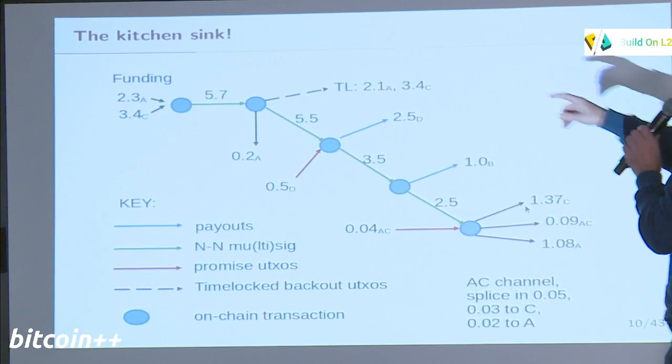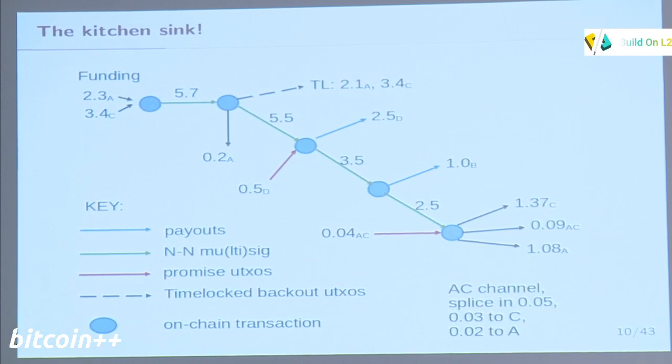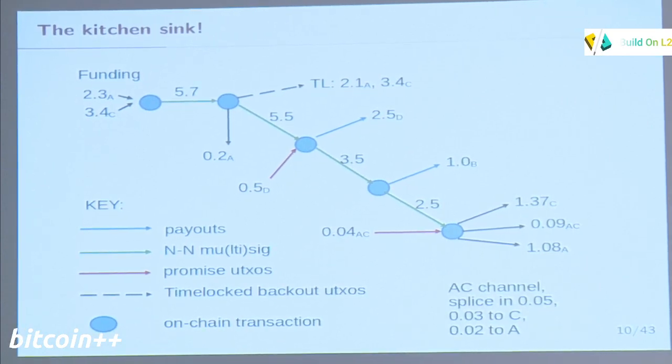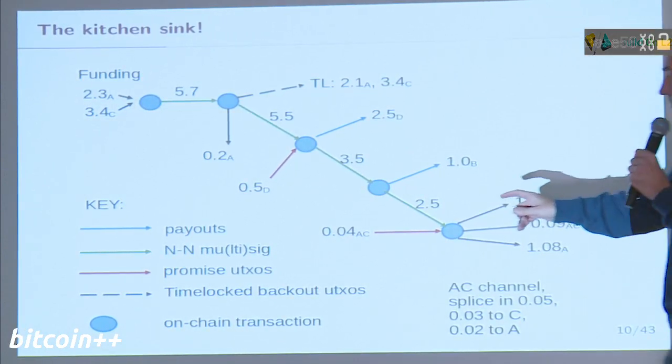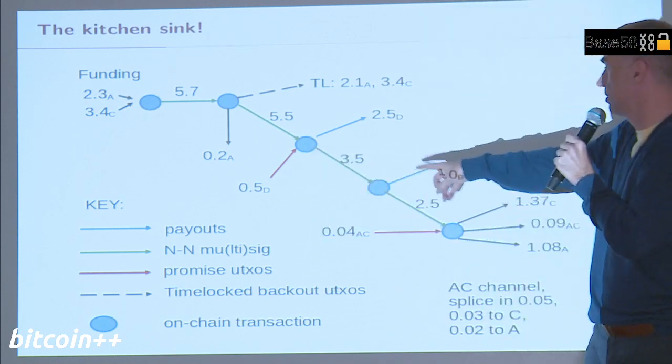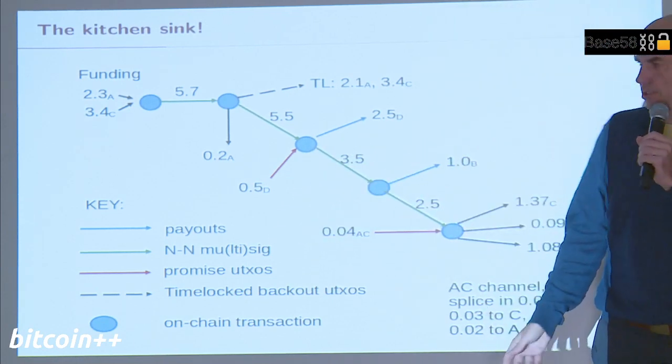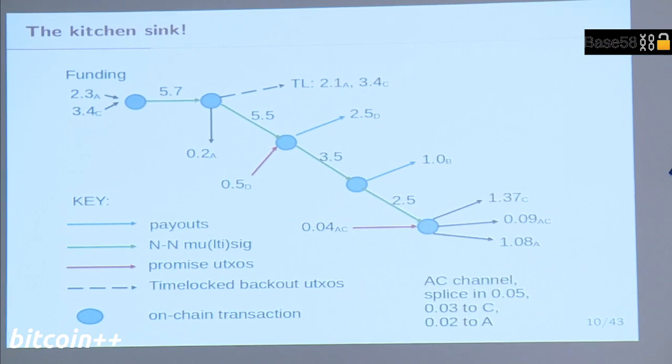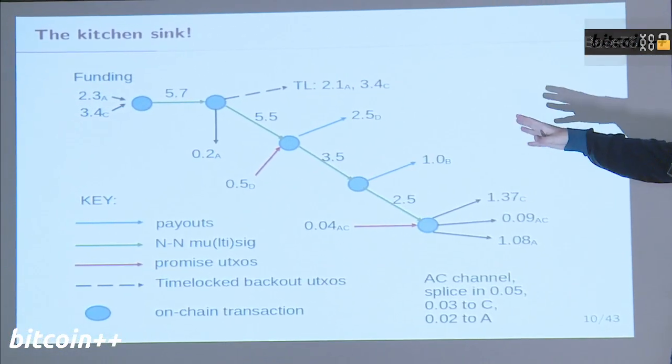So I call this the kitchen sink. I'm extending this idea a bit. All right? So here, there is a key. Green is multi-sig between the parties. Here it's also only 2. Well, it's only 2 in the multi-sig.